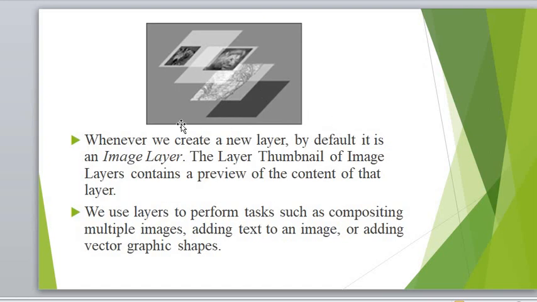This is how we need to imagine layers. This is the first layer, this is the second layer, and this is the third layer. The layer thumbnail of an image layer contains a preview of the content of that layer. That is, by seeing the thumbnail, we can say what is the content of the layer. We use layers to perform tasks such as compositing multiple images, adding text to an image, or editing vector graphics.